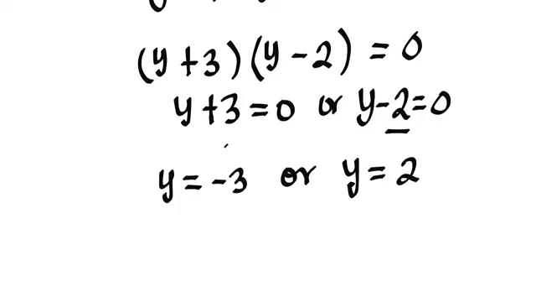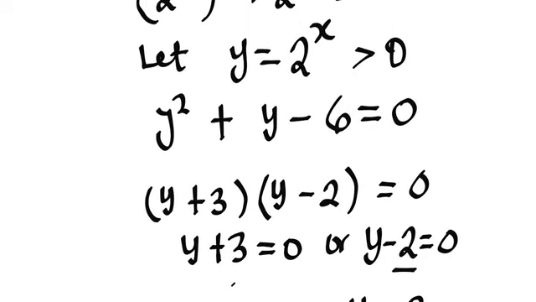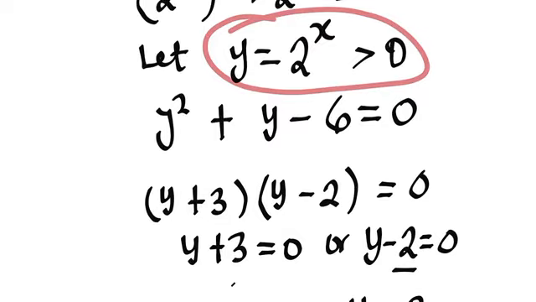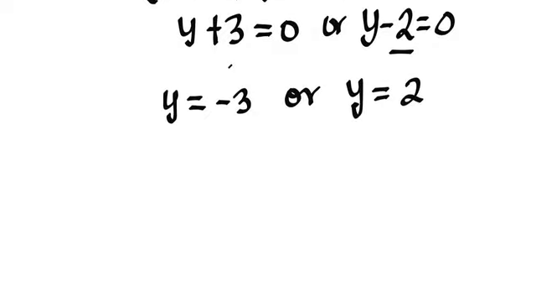Now if you remember, according to what we said above, y must be greater than 0. So we are going to consider the value of y that is greater than 0, and the one that is greater than 0 is this, which is y equals 2. Are you getting it now? So we are going to discard this one because it's less than 0.